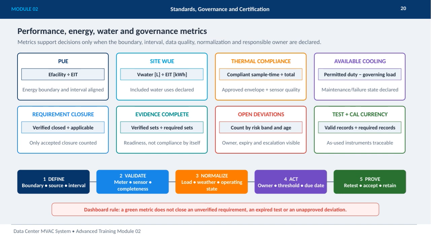The governance process follows 5 steps. Define the boundary, source, and interval, validate meters, sensors, and data completeness, normalize for load, weather, and operating state, act by assigning ownership, thresholds, and due dates, and finally, prove compliance through retesting, acceptance, and record retention. A key dashboard rule to remember is that a green metric does not close an unverified requirement, expired test, or unapproved deviation, ensuring integrity in the certification process.